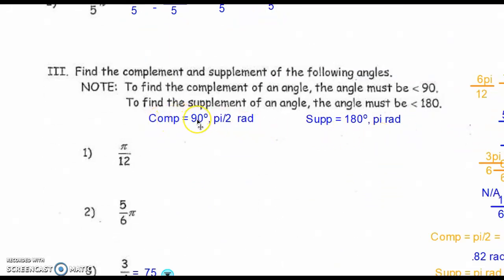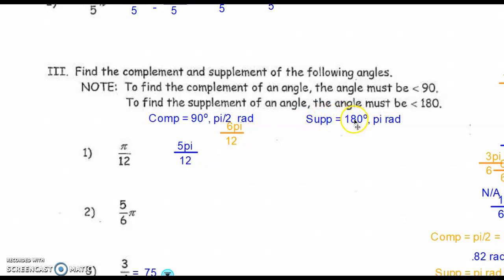We get into complement and supplement. Well, we know that complement is 90 degrees. And in radians, straight up, it's pi over 2. So I have to get to a 6 pi over 12. This is a half pi right here. So if I'm at 1 pi over 12, I need to get to 6 pi over 12. That means I need 5 more pi over 12. Great.